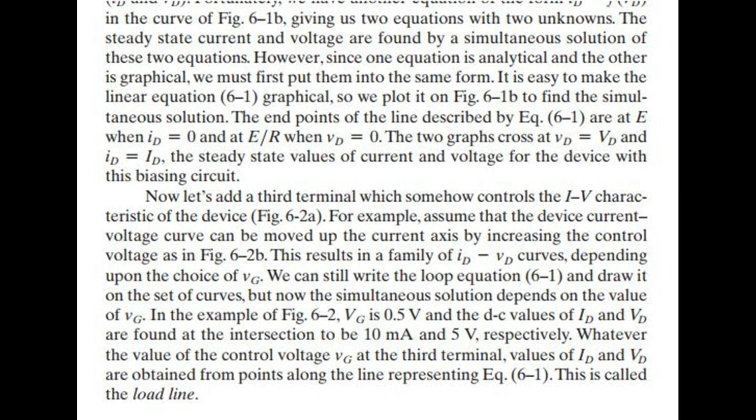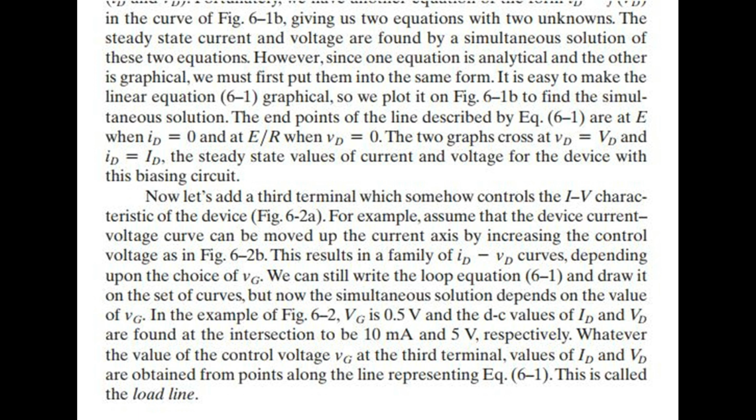Now let's add a third terminal which somehow controls the IV characteristic of the device, Fig 6.2a. For example, assume that the device current voltage curve can be moved up the current axis by increasing the control voltage as in Fig 6.2b. This results in a family of drain current, drain voltage curves, depending upon the choice of gate voltage. We can still write the loop equation, 6.1, and draw it on the set of curves, but now the simultaneous solution depends on the value of gate voltage.